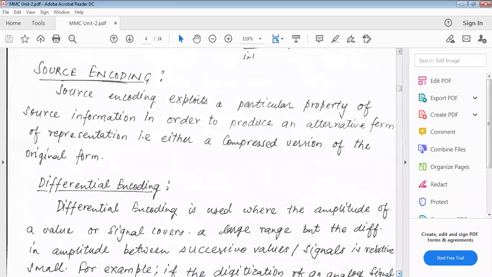So what is that compression principle? It is source encoding. What is source encoding? Source encoding exploits a particular property of the source information in order to produce an alternative form of representation, for example, a compressed version of the original form. Here they will exploit the particular property of the source information.